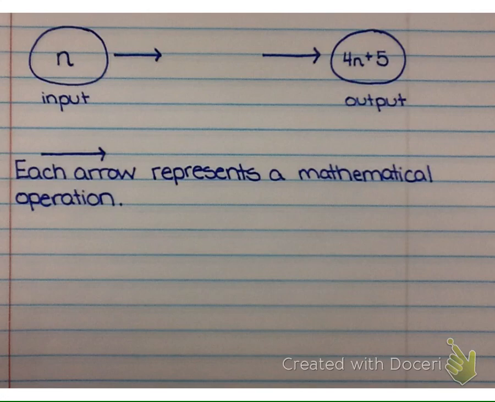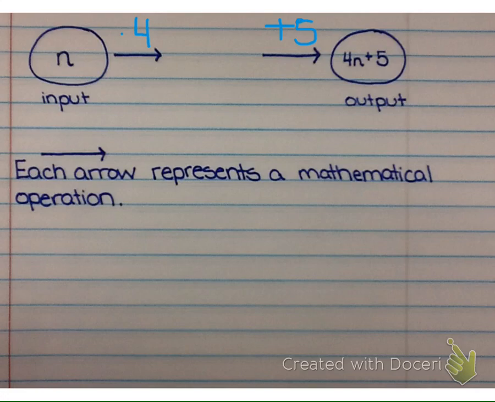In between each of my ovals, you'll find an arrow. Each arrow represents a mathematical operation. On the last slide, you wrote down our mathematical operations. What are we going to do to our input? The first thing we're going to do is multiply it by 4. The next thing we're going to do is add 5 to the product. Notice that I'm writing those steps above each of the arrows. You should be writing those steps above each arrow as well.